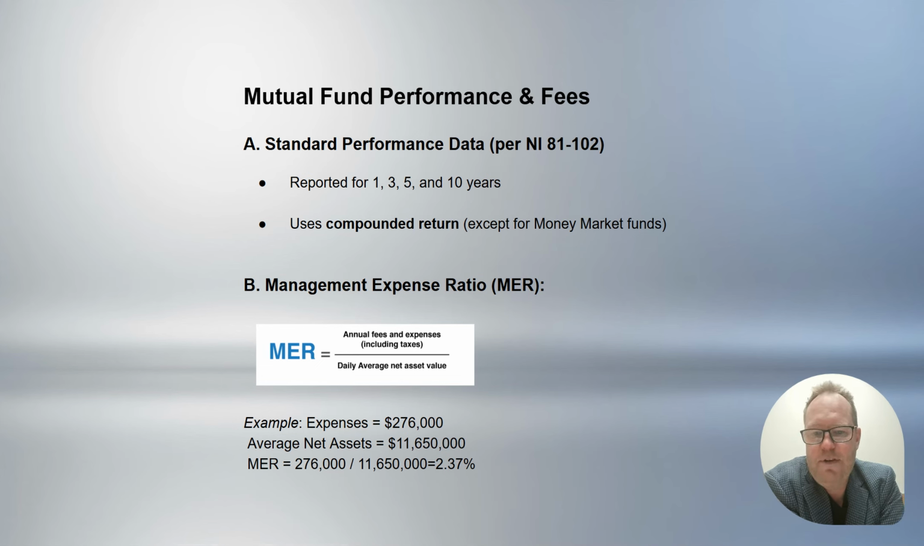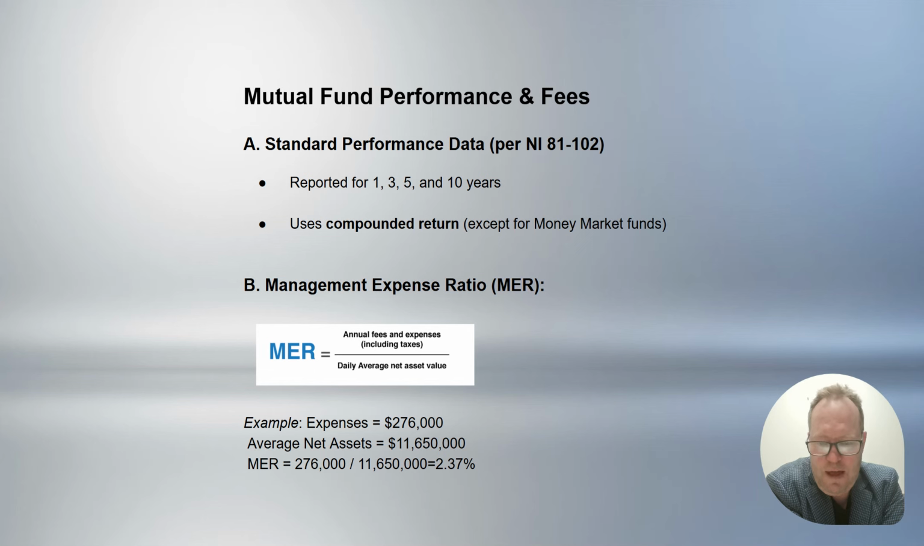Now, having to do with expenses. The primary expense of a mutual fund is considered to be the MER, or the Management Expense Ratio. It is a percentage that is charged against the fund, or reduces the value of the fund by the cost. So what's the formula for MER? It is basically the annual fees and expenses, including taxes, divided by the daily average net asset value.